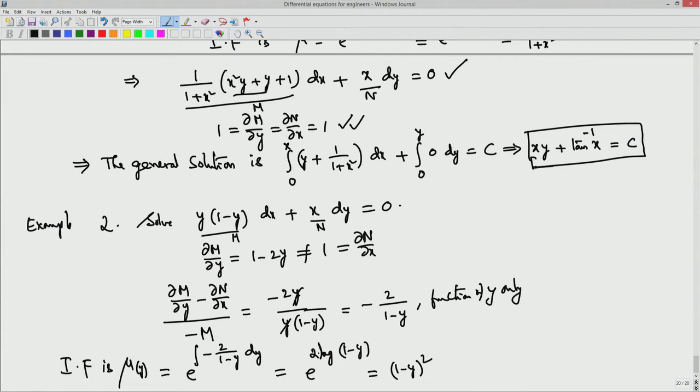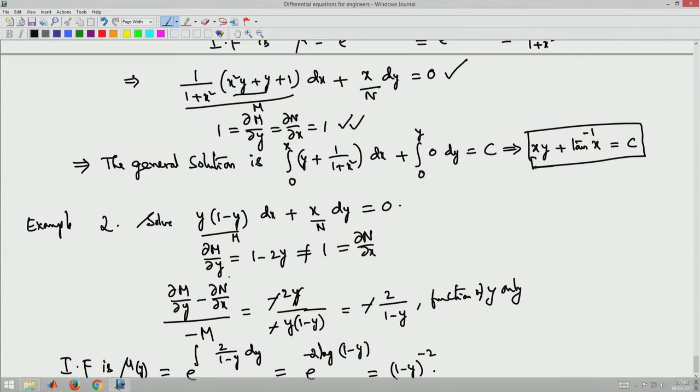Sorry, I think I made a mistake here. I have minus M, which is minus y into 1 minus y. So, minus minus goes, this is plus. So, I should have a minus here. So, that you have minus 2. So, this is your integrating factor.